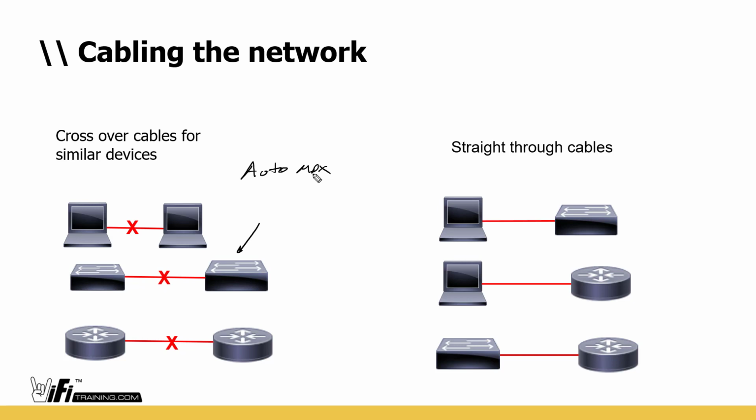And this auto MDX feature allows the switch, on a port-by-port basis, to detect if the cable is straight through or not, and then automatically change the service to support whether it's straight through or crossover. So in the newer switches, it doesn't really matter if I use a crossover cable or not, because the switch can recognize and change the transmission to adapt to the cable. But for the exam's sake, anytime I connect similar devices, I use a crossover cable. Anytime I connect dissimilar devices, I use a straight through cable.